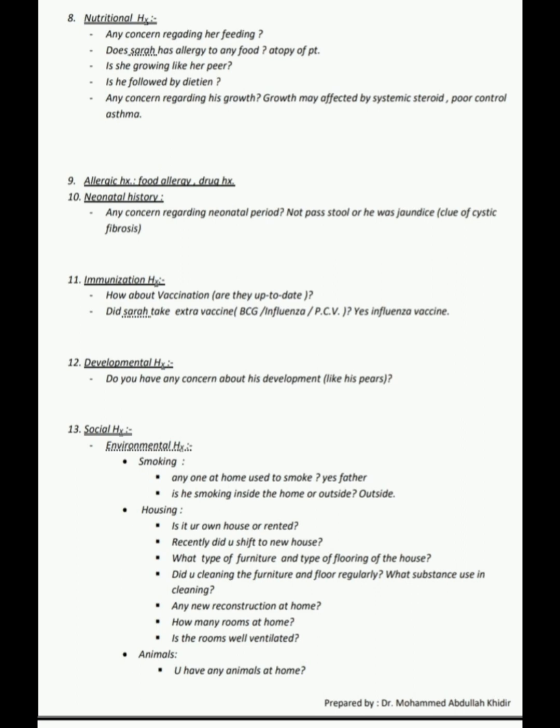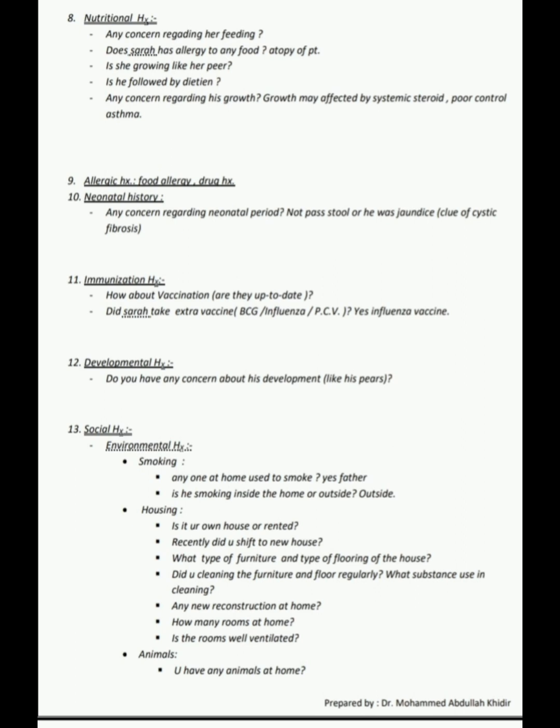Now, number 13 is social history. In social history, we first take the environmental history. The triggering factors we will find out. First, smoking. Does anyone at home smoke? Yes, father. Is he smoking inside the home or outside? Outside. Now, housing, we'll ask. Is it your own house or rented? Recently, did you shift to a new house? What type of furniture and type of flooring is in the house?